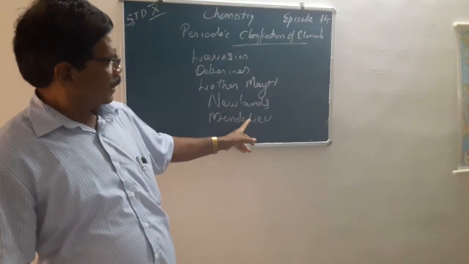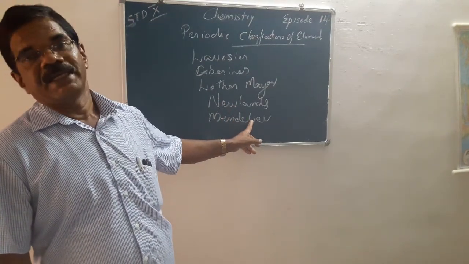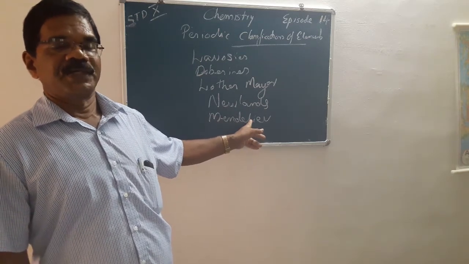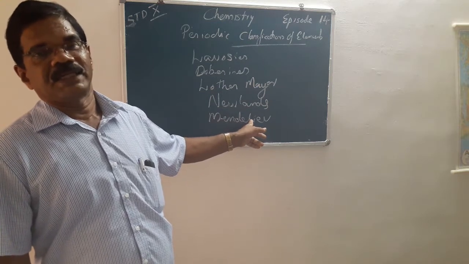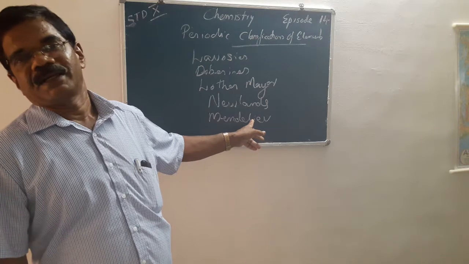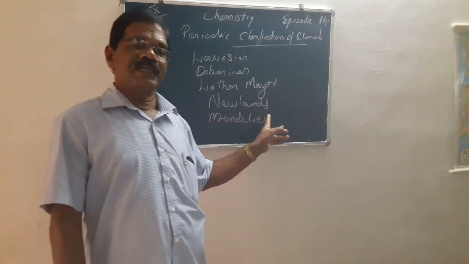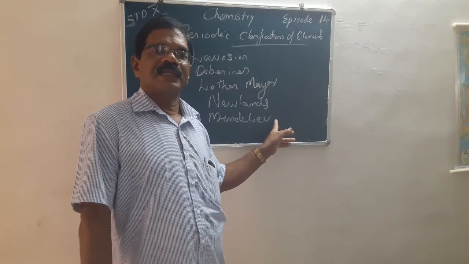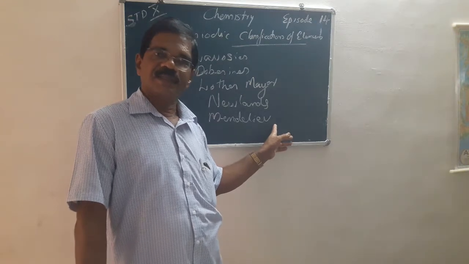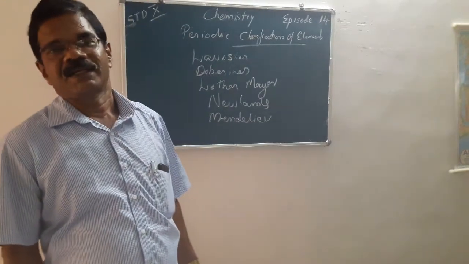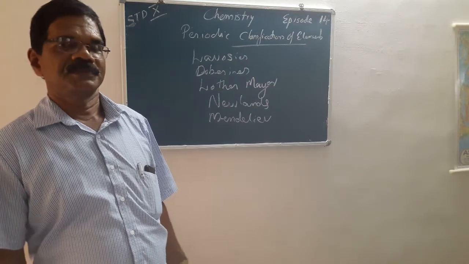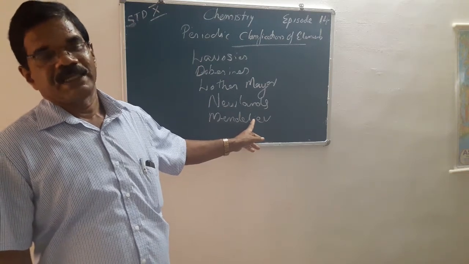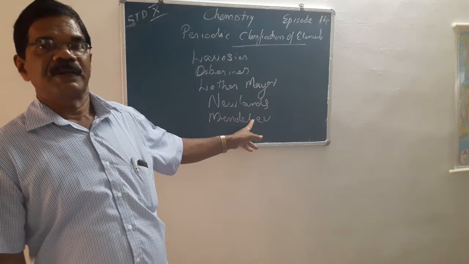Then came the famous scientist Dmitri Ivanovich Mendeleev. I already said to you that Mendeleev is known as the father of the periodic table. He was a scientist who succeeded in classifying the elements. He put forward the first periodic law, known as Mendeleev's periodic law. Then came another periodic law, known as the modern periodic law.